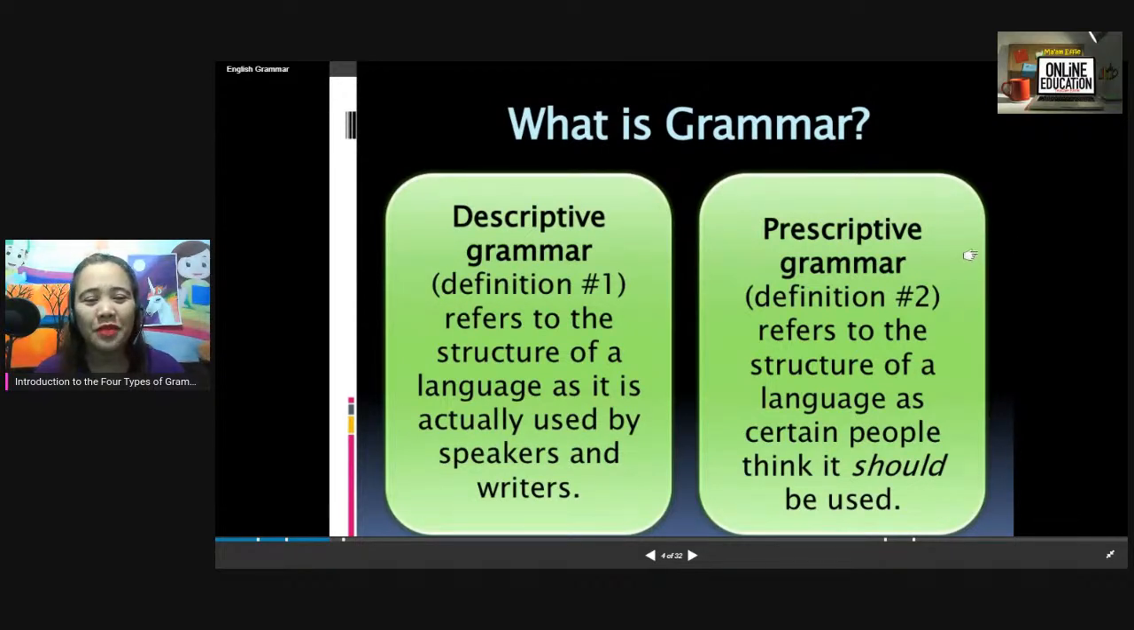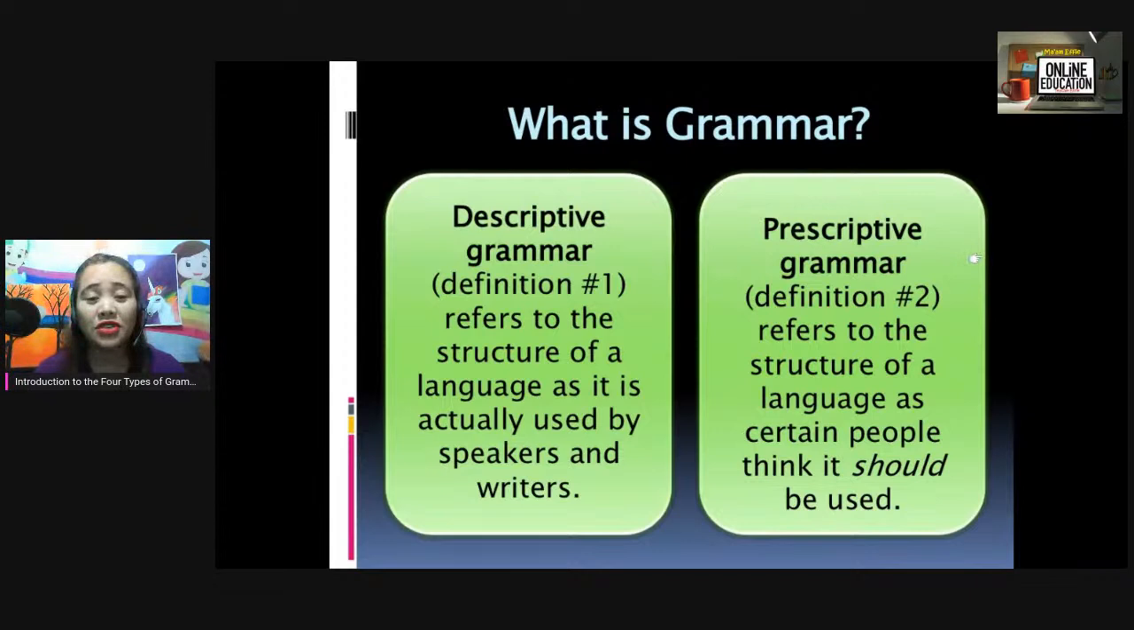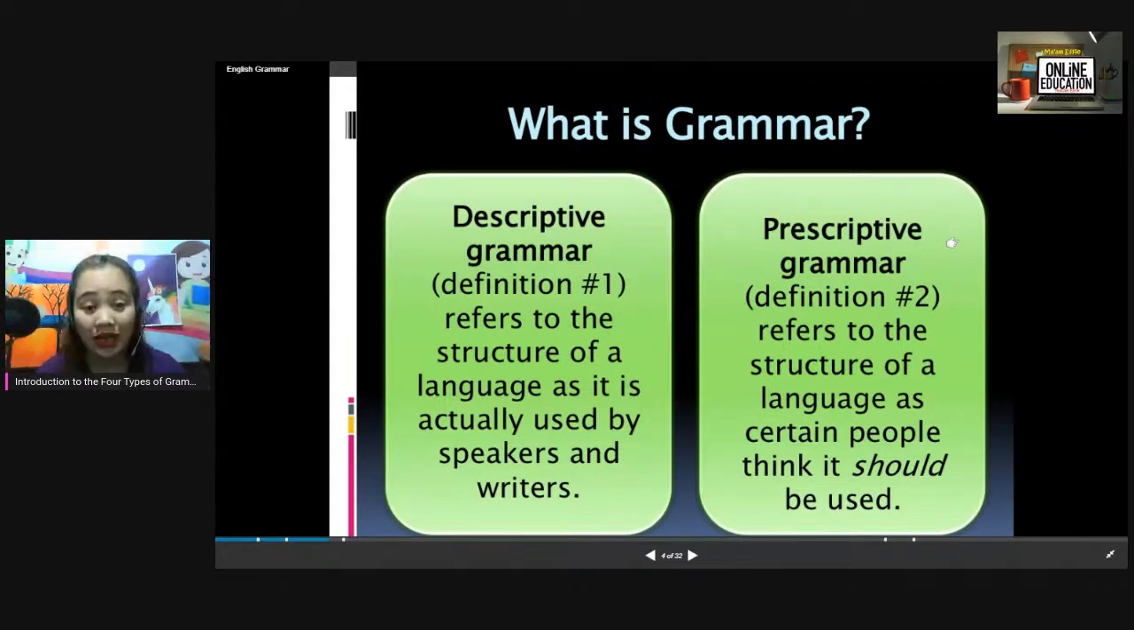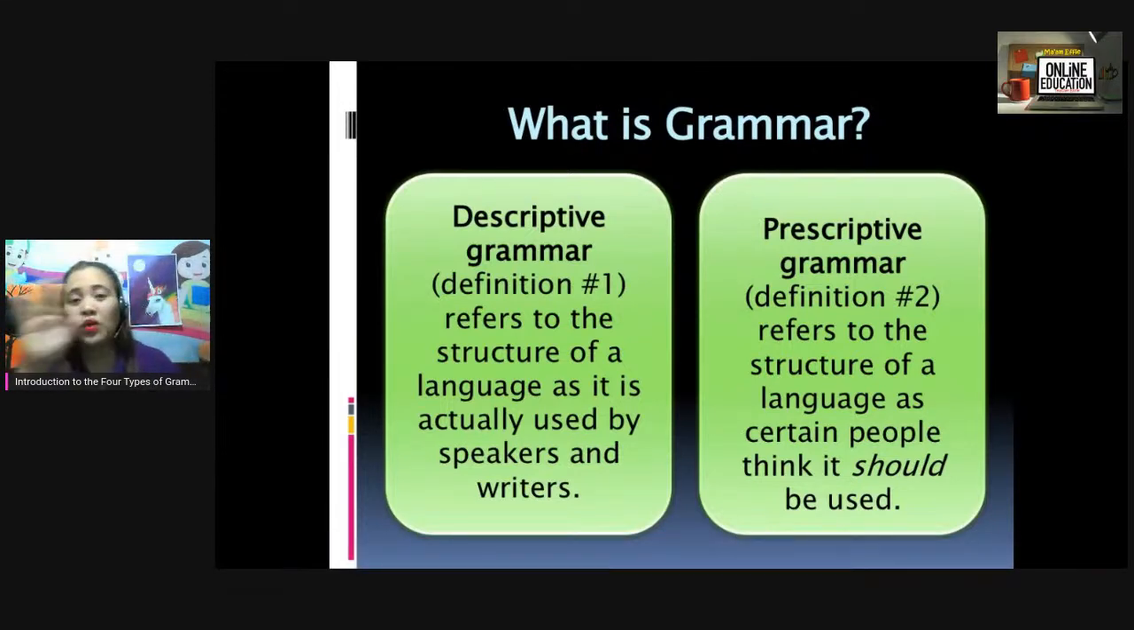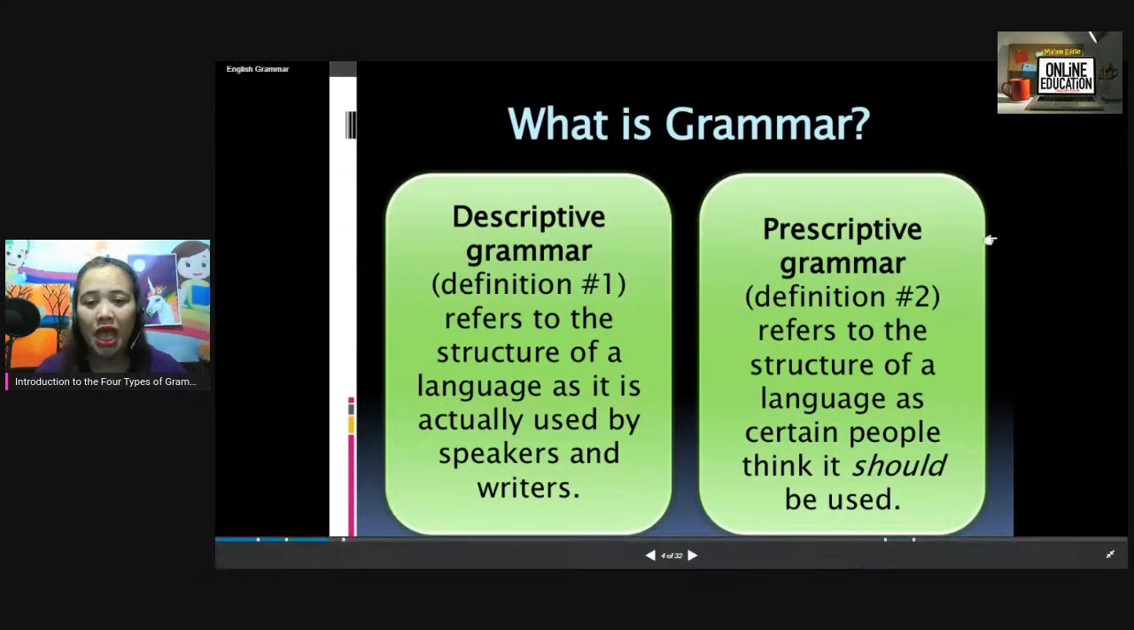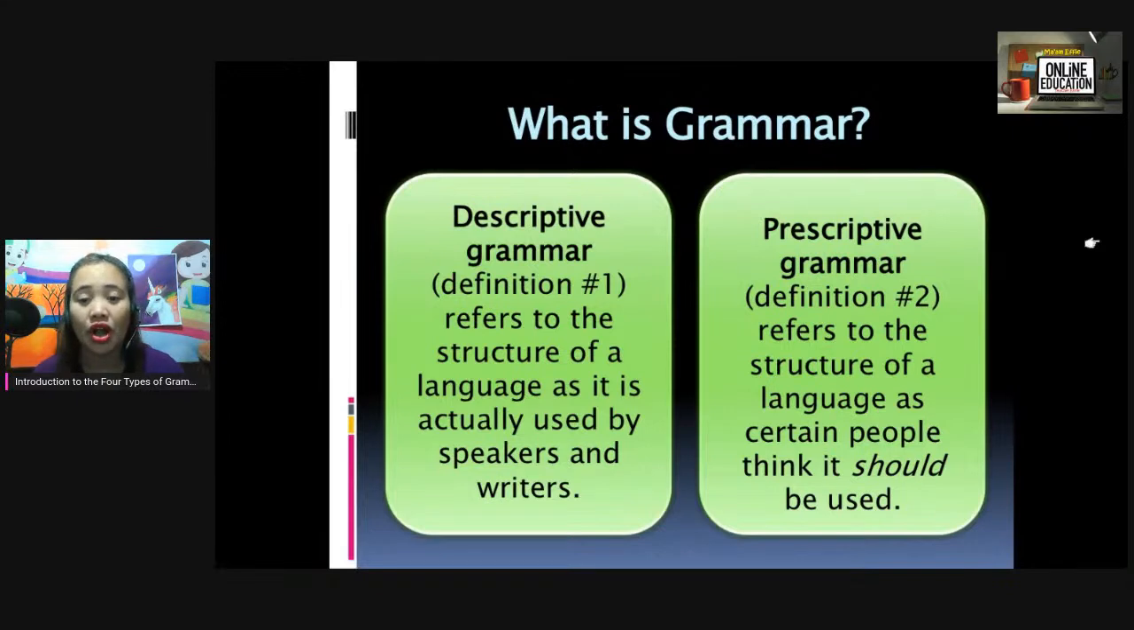So when we say descriptive grammar, it refers to the structure of a language as it is actually used by speakers and writers. Well, anyway, I will just give you this overview first, but we will go to each of them later. Then, prescriptive grammar refers to the structure of a language as certain people think it should be used. Let us see the difference, guys.